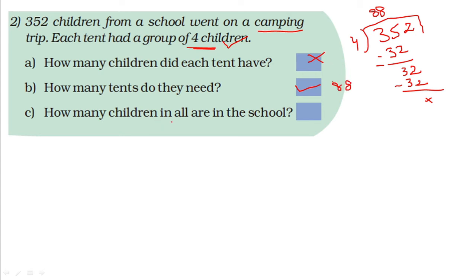How many children are there in the school? We cannot say anything about how many children are in the school. So this cannot be the question. So this is the correct choice.